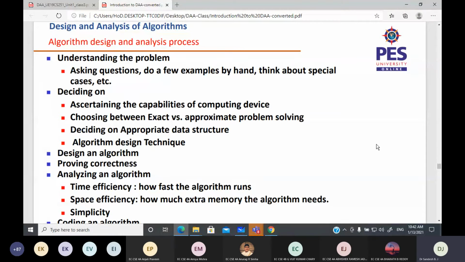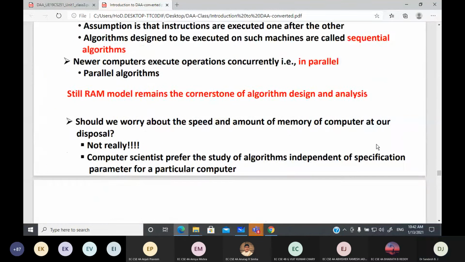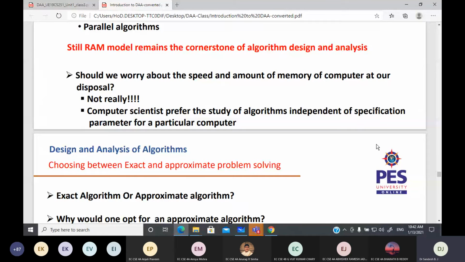Otherwise, for problems which cannot be solved in a finite amount of time, no such algorithm exists as well. So then we decide which approximate algorithm we are going to use to solve the problem. Then we also have to decide on an appropriate data structure, because the use of a proper data structure plays an important role in the performance of the algorithm's execution.